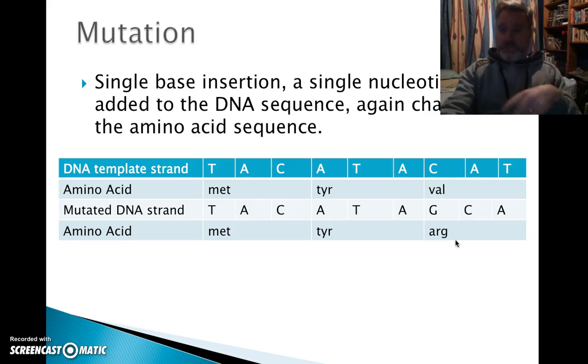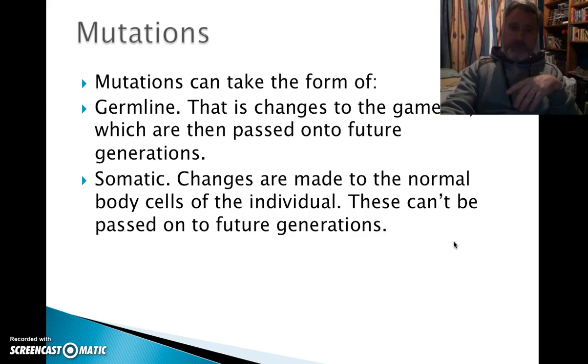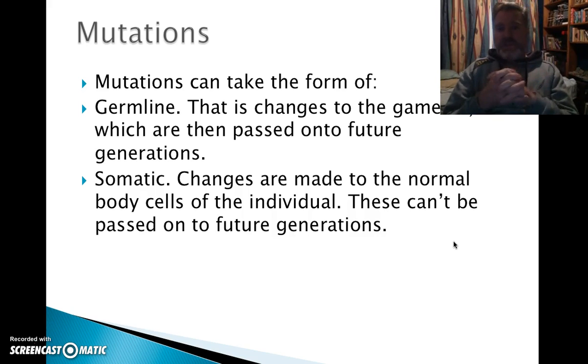We can insert one. So again, I think I picked the same spot. So there's C. We've thrown a G in first, GCA. This is now arginine. Again, we've changed the amino acid sequence. What does that do? Silent? Missense? Nonsense? Don't know. So we talk about mutations occurring in the germline or in the somatic cells.